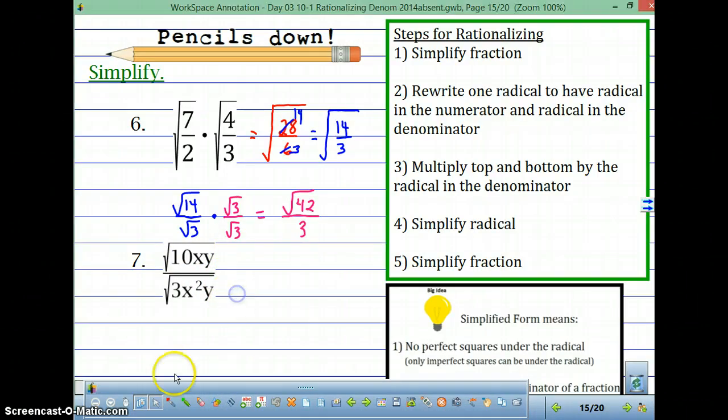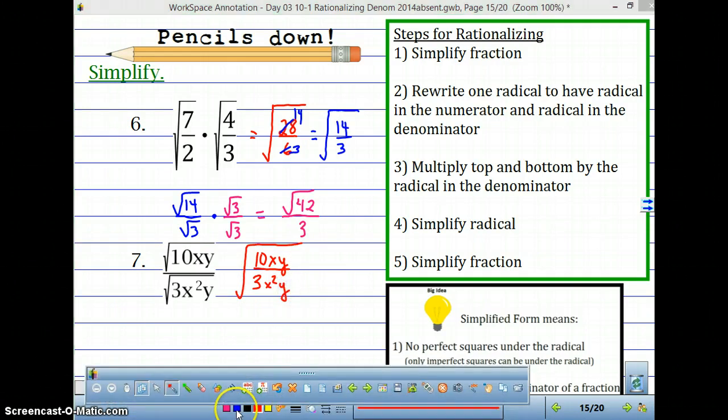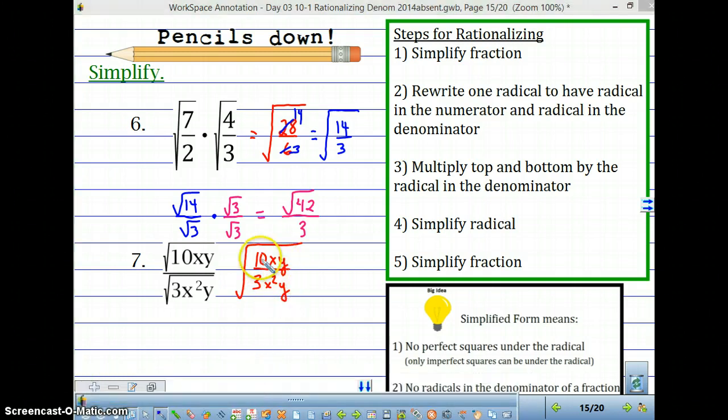First step we're going to do. Oops, I need my pen. Let's use a big radical. Okay, first question is, can I reduce what's under the radical? The answer is yes. 10 and 3, can't reduce that, but I can reduce x and x squared, and I can reduce y and y. Now my problem is a little bit easier.